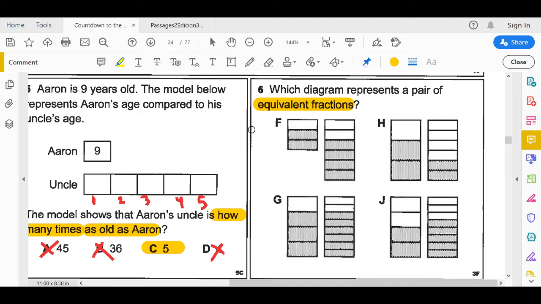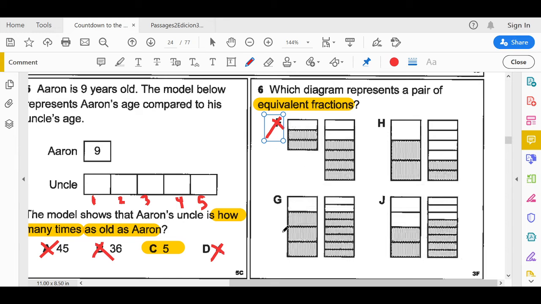Remember, equivalent means the same value. So they have to have the same value. Let's start with letter F. First, I'm going to eliminate letter F just on the first step because the diagram is not the same length. You can see that the one on the left is shorter. You don't have all of this space. So they cannot be equivalent because they are not the same size. So letter F is not correct.